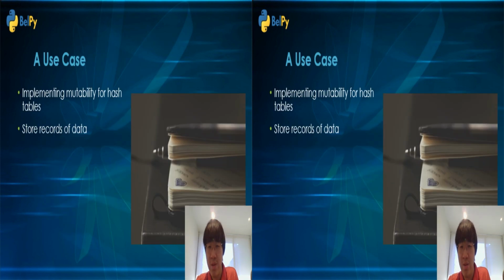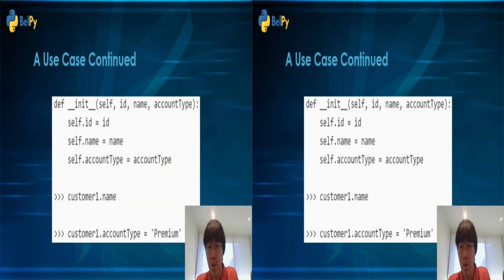And briefly, a use case. I've used it before for implementing mutability for hash tables to store records of data within my own personal work, and it's an example of what we can use it for. We can use it to add self ID, name, account type, and use a hash table to store this information.